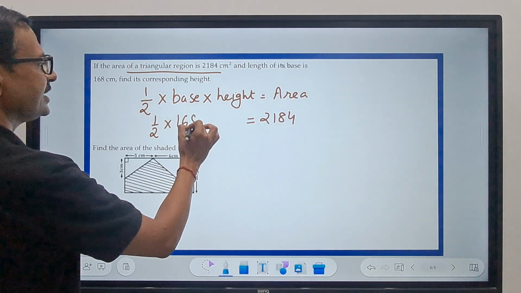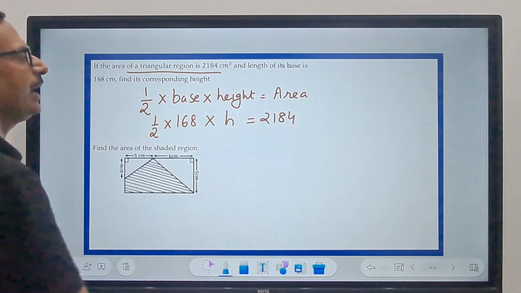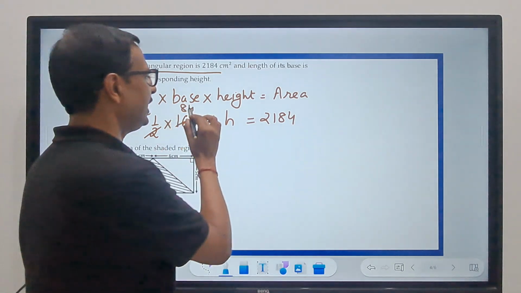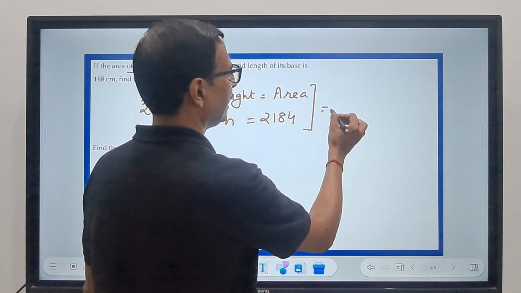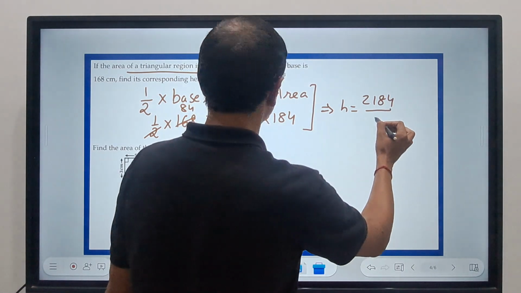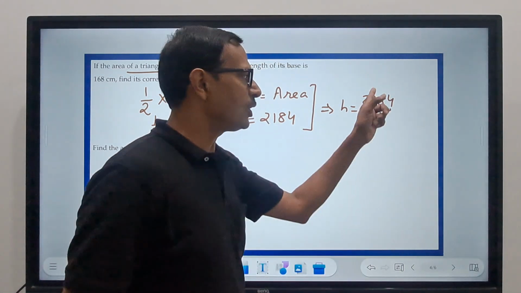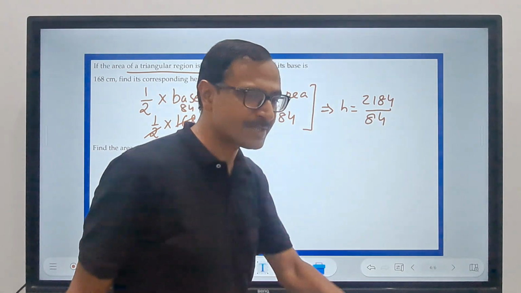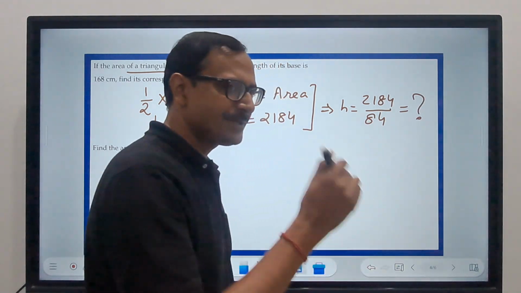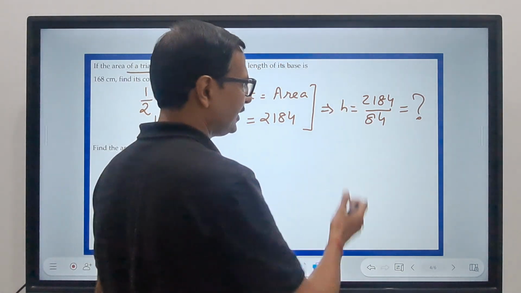So this is 168, and you have to find the height. So 2 cancels this 84 times. 84 will go in the denominator, and so the height will be 2184 divided by 84. Now this will also be exactly divisible, no decimals involved there. Cancel the common factors and let me know in the comments here what answer you got for the height of this triangular region.